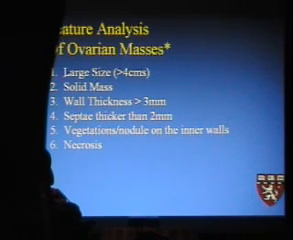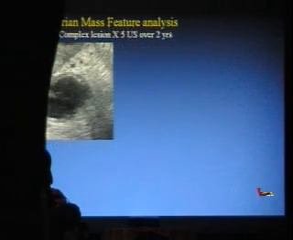And you can see here, we worry about large ones, we worry about solid ones, ones with thick walls, thick septations, and vegetations or nodules, a really good sign. Solid tissue growing on the inside of a cyst, and clearly necrosis, not specific. So let's look at a couple.